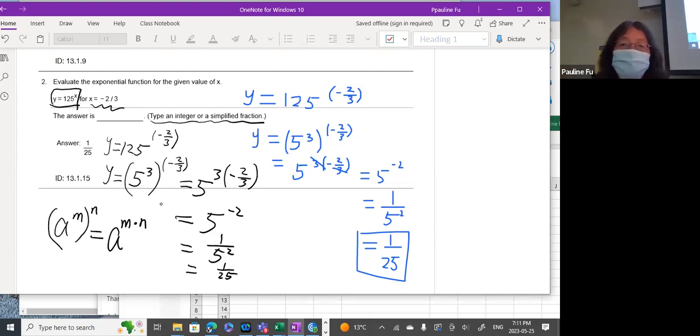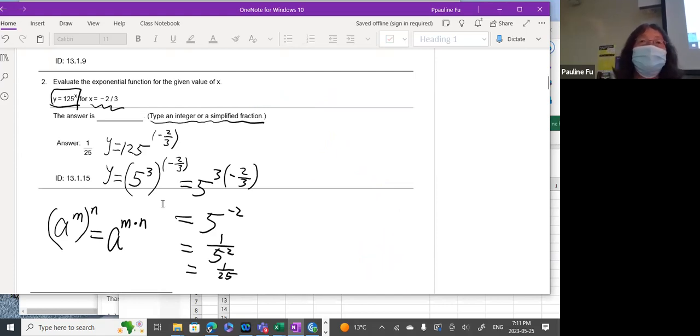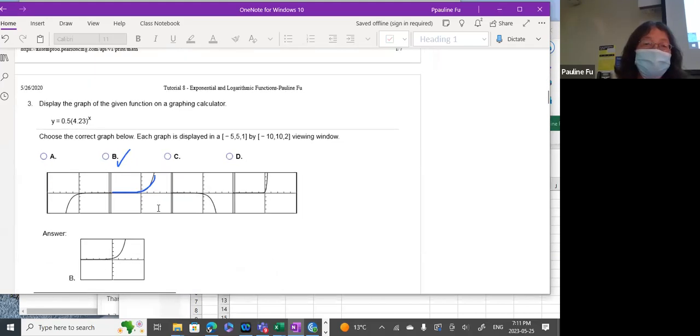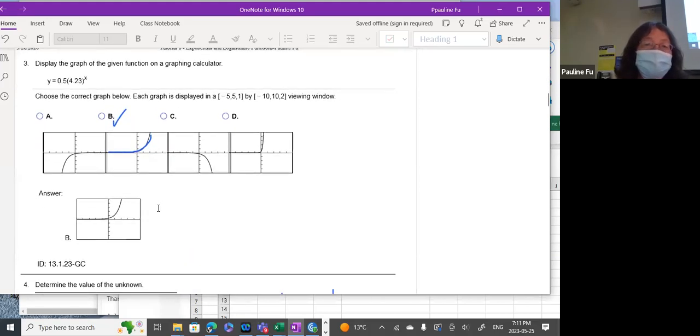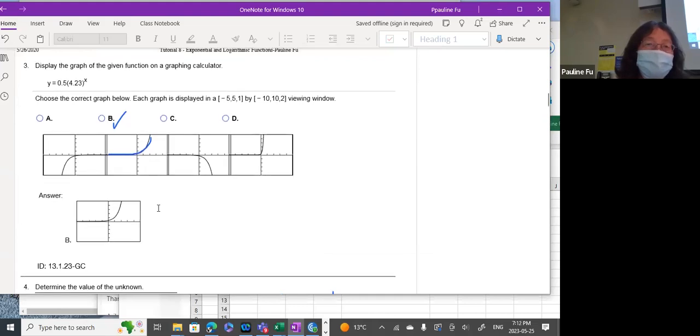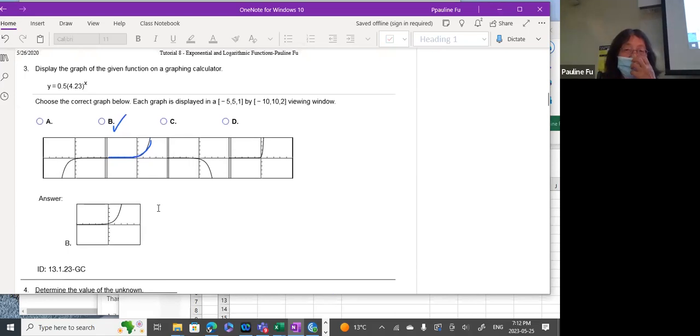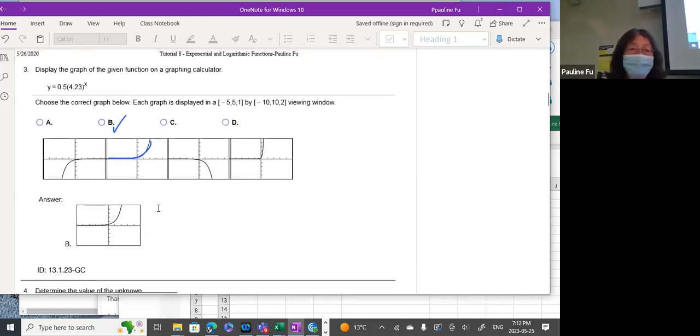Okay. Questions? Okay, question 3. Display the graph of the given function on a graph calculator. We don't have a graph calculator, but this question asks you to choose A, B, C, or D.